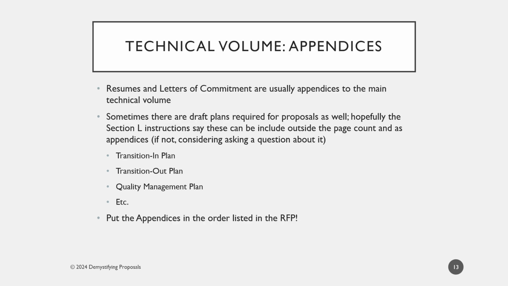Most proposals will have appendices. These are often the resumes or the letters of commitment. There are other things that might be in an appendix. Sometimes there are draft plans, for example, like a transition in plan or transition out plan, a quality management plan. Again, put the appendices in the same order as listed in the RFP. So it might be Appendix A is your transition in plan, Appendix B is your transition out plan, but make sure that everything is really clear. Again, use those brackets in the headers, make it really super easy for the evaluators.